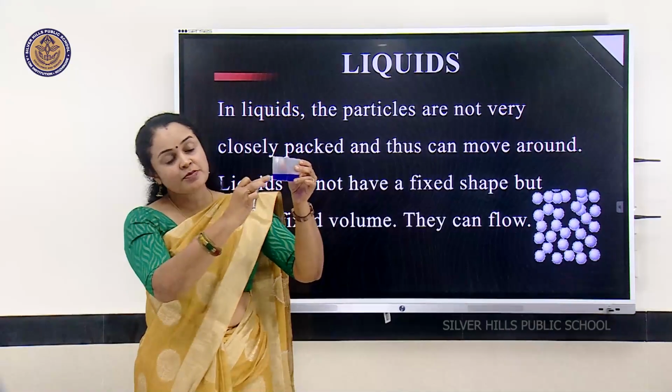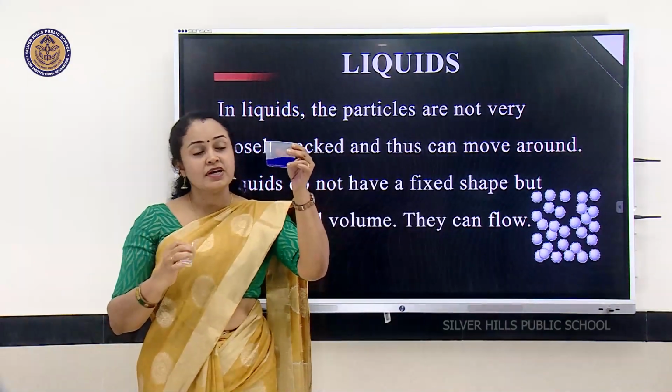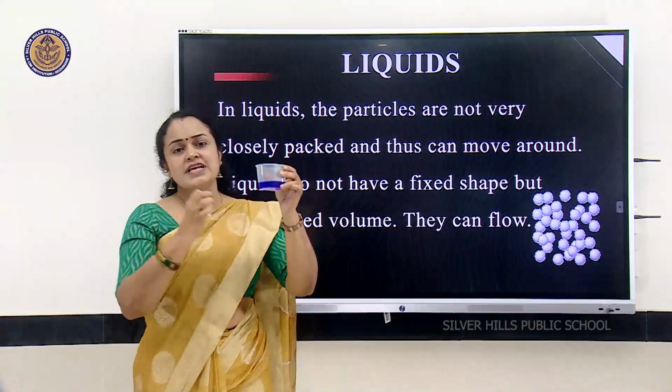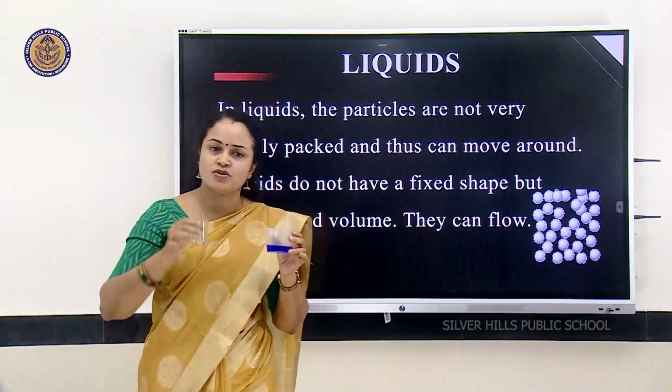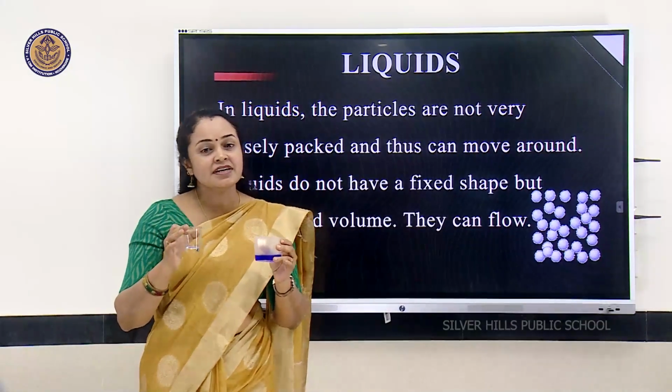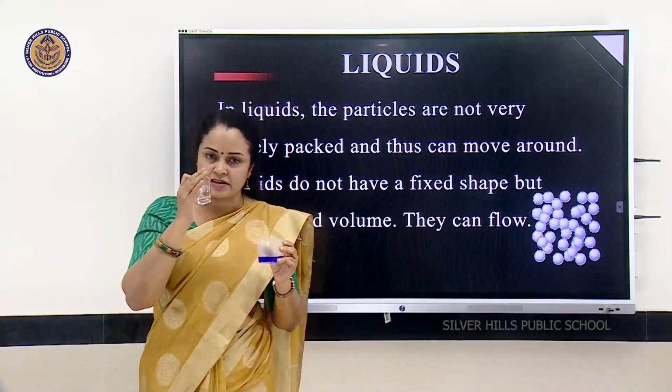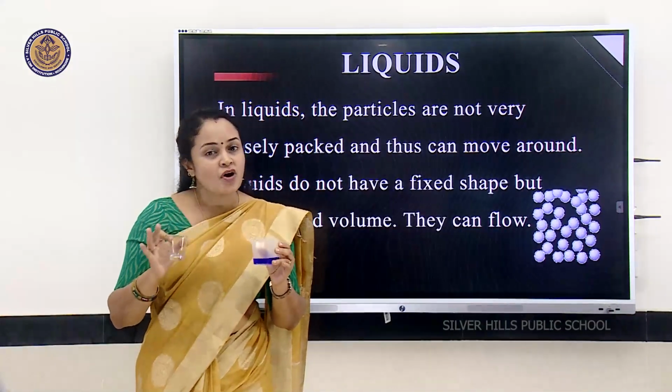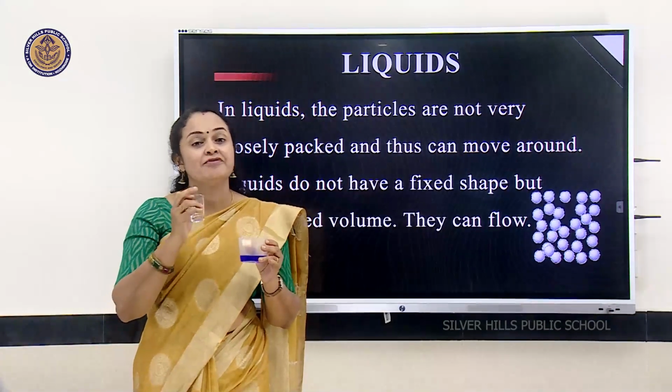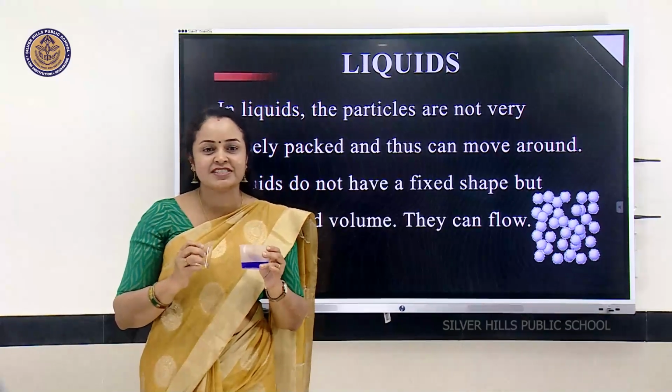Even though this much space is left for the liquid, it is occupying the same space as it needs when it is in the glass also. So from this it is clear that liquids have a definite volume, but they do not have a definite shape. Then why liquids are not having a definite shape, you know?